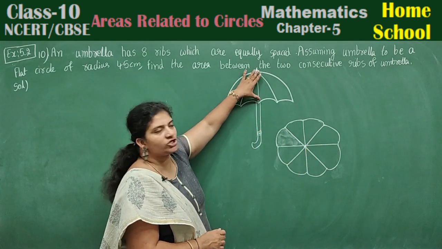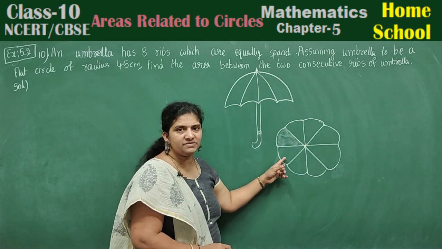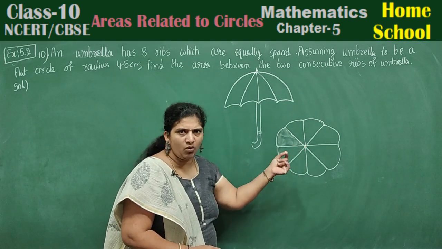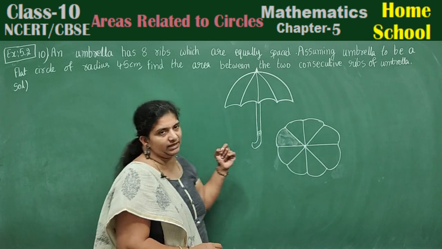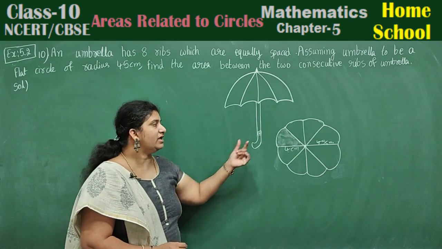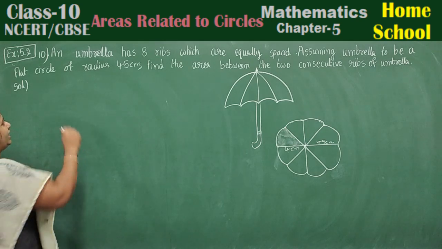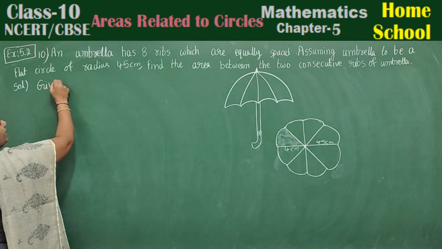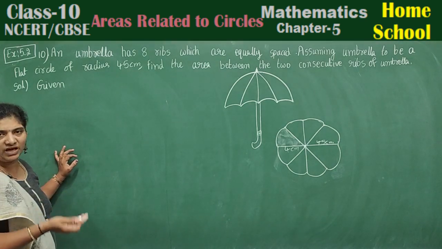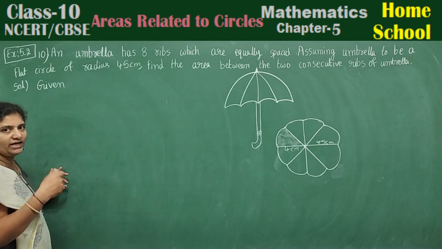Imagine this top portion of the umbrella as a flat circle, and these 8 ribs are from the same center. The 8 ribs are the radii of the circle. Radius of the circle is 45 centimeters. Find the area of each sector. Let us start our solution with the given data. Given: an umbrella has 8 ribs, they are equally spaced, and assuming that the umbrella is a flat circle. Rewrite all these statements again.